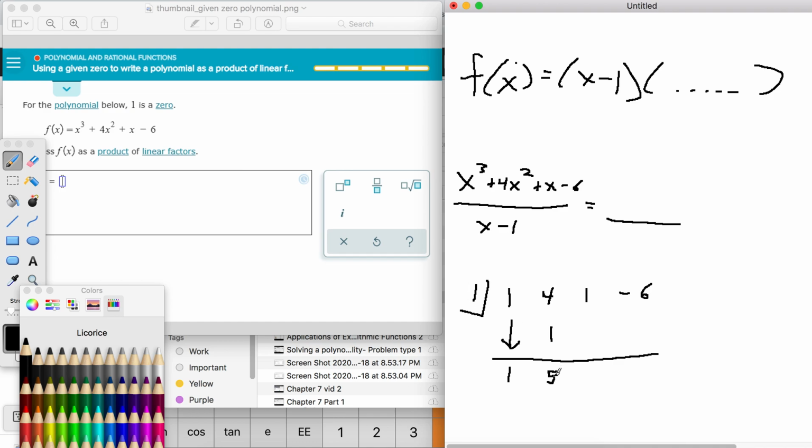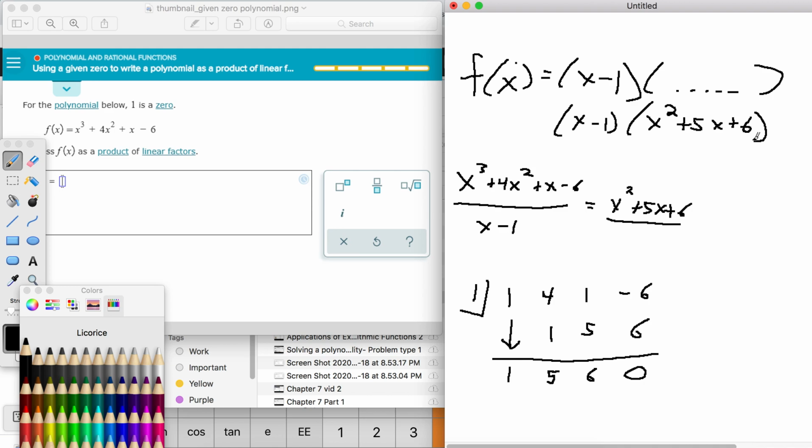Multiply this 1 times this 5, add the column. Multiply this 1 times this 6, and by no accident, when you add this column, you get a remainder of 0. What's left over is not 1x to the third plus 5x squared, because we divided by a power of x to the first power. You have 1x squared plus 5x plus 6 left over. So that's what goes in those dot dot dots. We had to use synthetic division to find out what goes there.